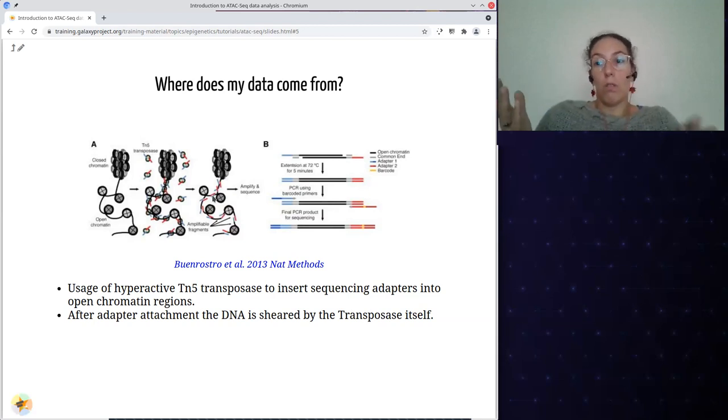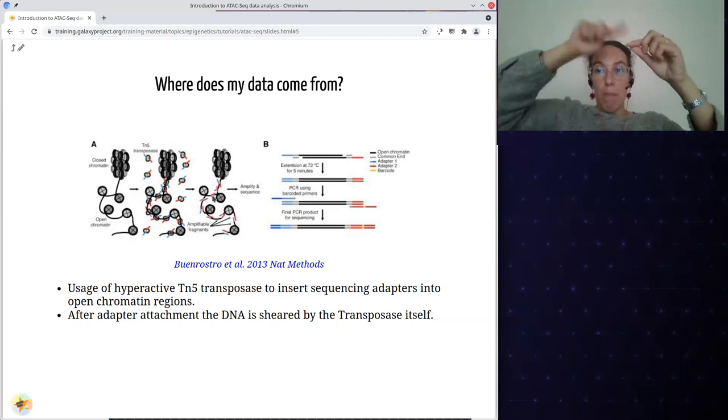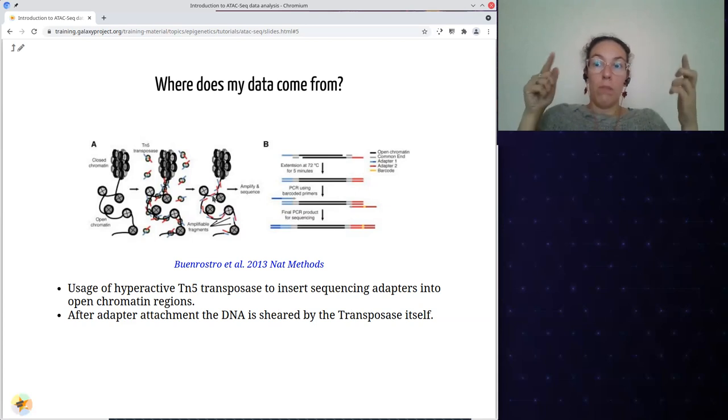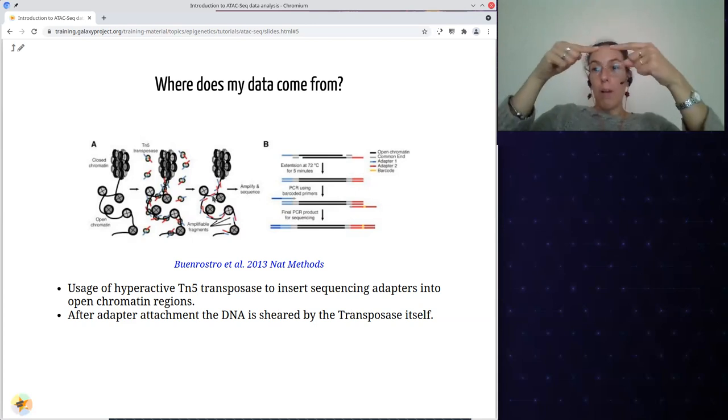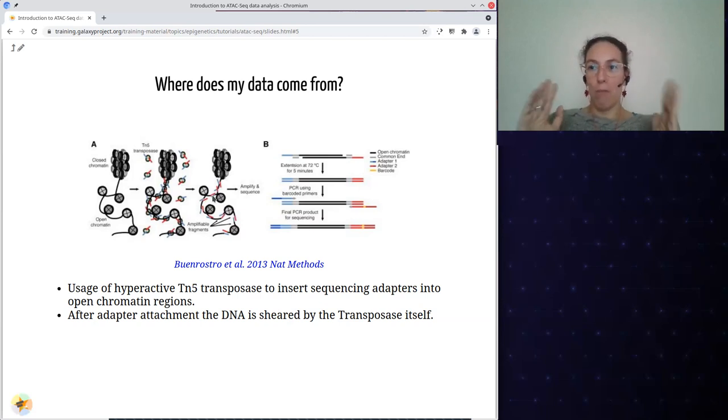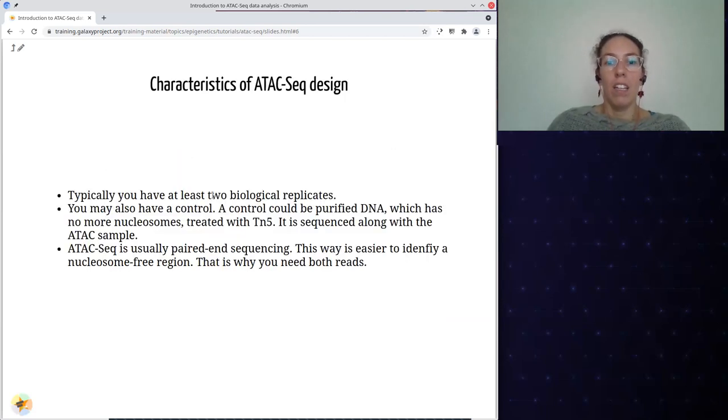But when you sequence, you can't really distinguish, except that the DNA wrapping around the nucleosome is 150 base pairs. So if the fragment size is smaller than 150 base pairs, you're sure that it's a nucleosome-free region. However, this is something that we don't cover in the actual training on ATAC-Seq currently.